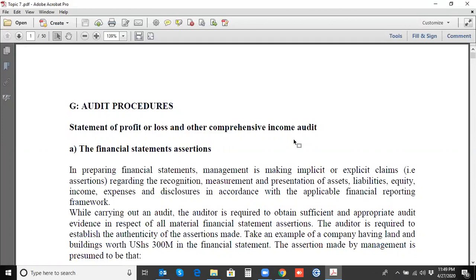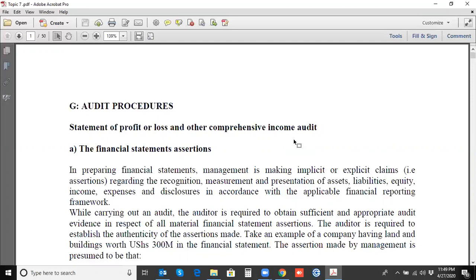In today's topic, this is topic G for paper 12, and we are basically going to be looking at audit procedures. In this topic, we are going to be looking at how we carry out audit procedures to verify the balances and the amounts that have been recorded in these financial statements.